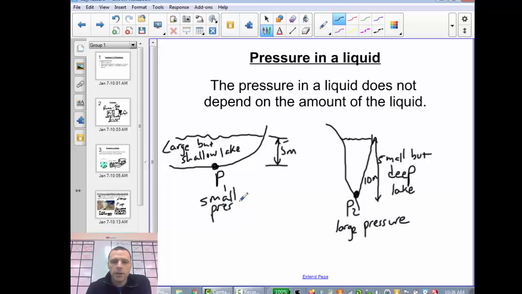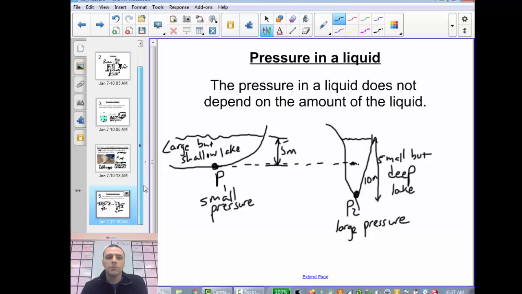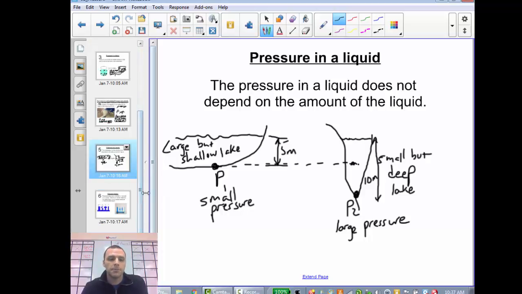Even though you're in a lake that has a ton of water, because you're not very deep, you'll have a smaller pressure. But actually, if you were to go to the exact same depth, 5 meters, this would be the same pressure as the other lake. So depth is the most important factor when we're dealing with pressure in water, and that will be a pretty big and important factor later on in this chapter.